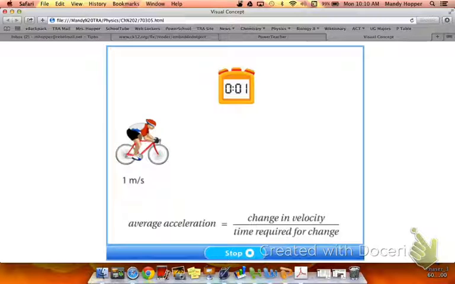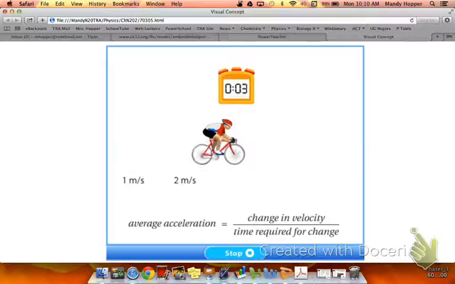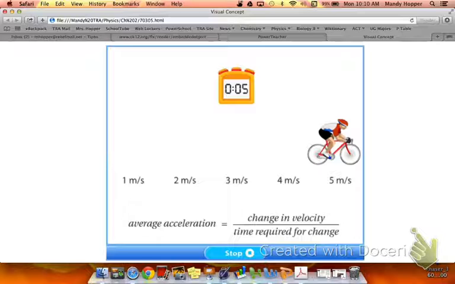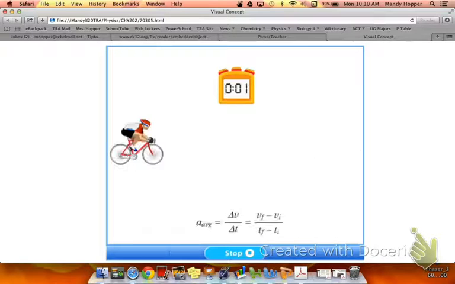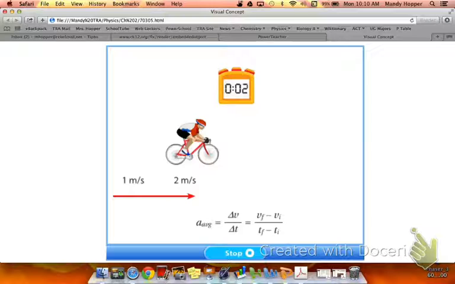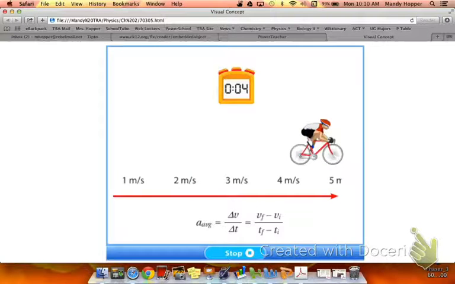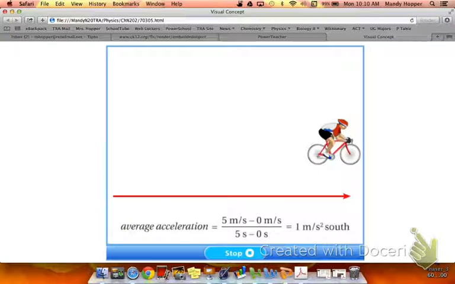An object changing speed is accelerating. The equation for acceleration is the change in velocity divided by the time required for the change. Acceleration can be calculated by knowing the initial and final velocities and the initial and final times. Like velocity, acceleration must also include direction. The velocity of this cyclist is increasing by 1 meter per second south each second. His acceleration is expressed as 1 meter per second squared south.